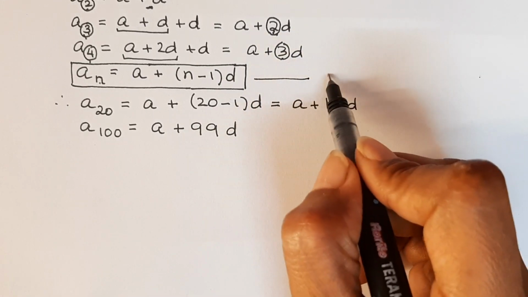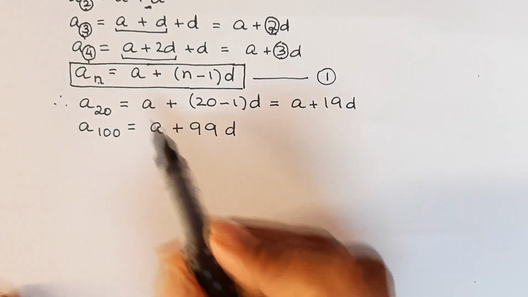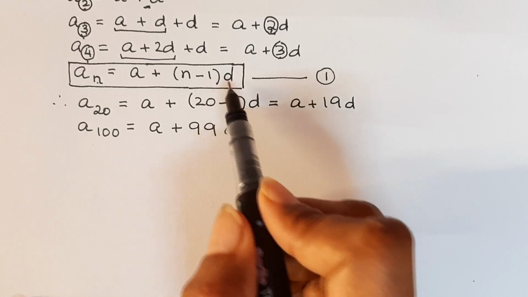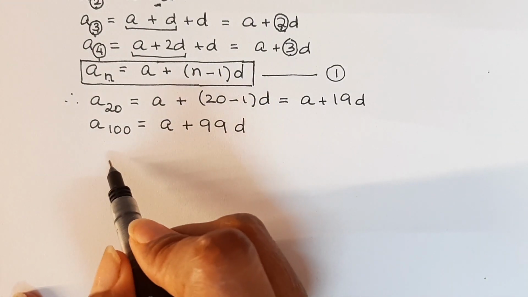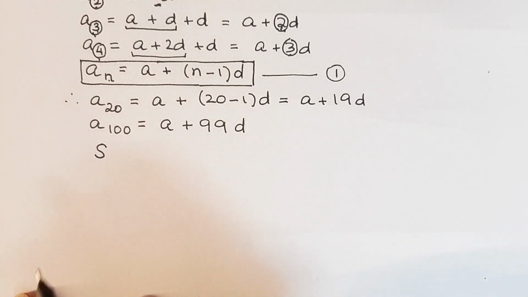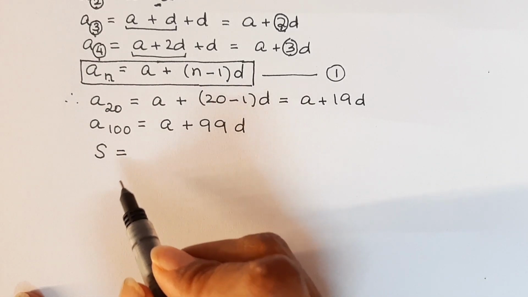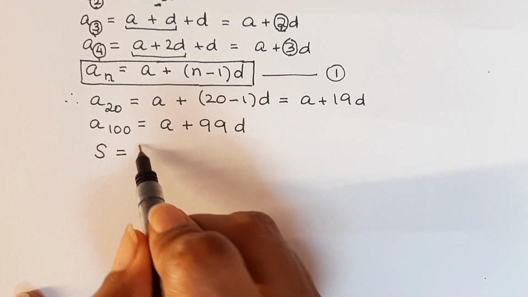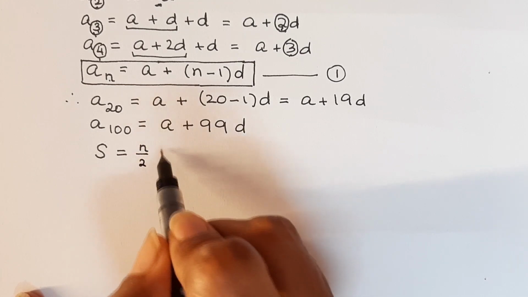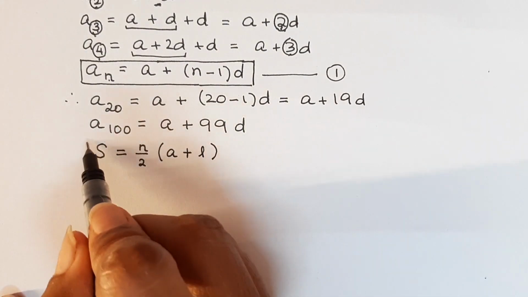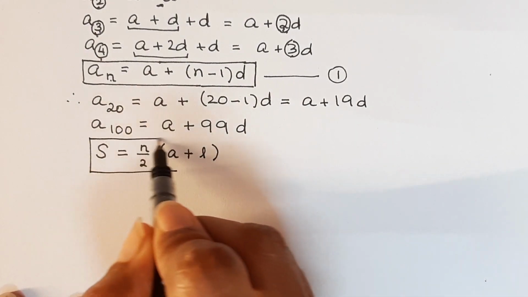So our first formula in arithmetic progression is an, that is nth term, is a plus n minus 1 into d. The second formula is where we have to find the sum of all terms. Now the sum of all terms of a particular arithmetic progression, which I'll simply call as AP, will be equal to n upon 2 into bracket a plus l. We need to know this formula as well.